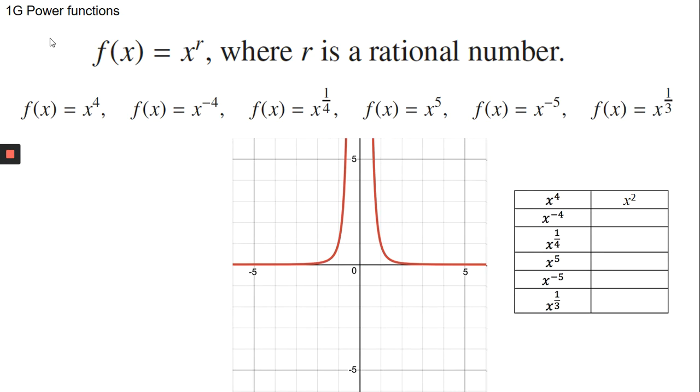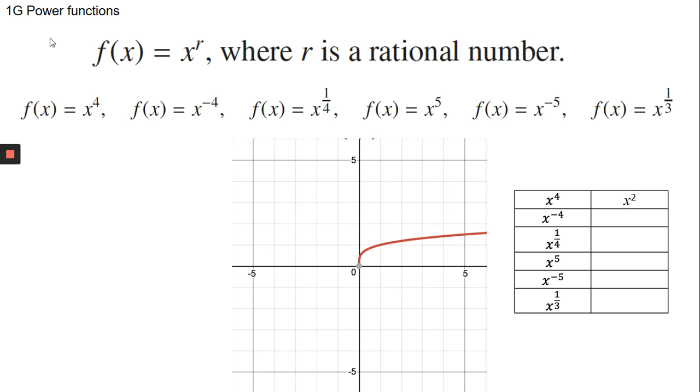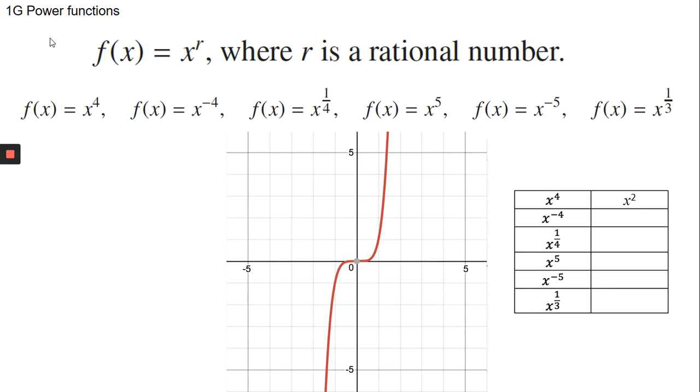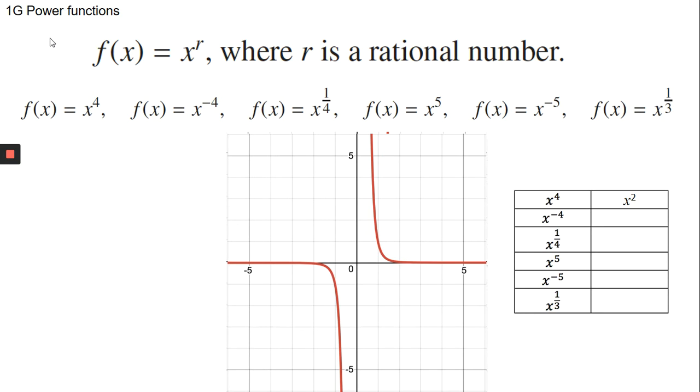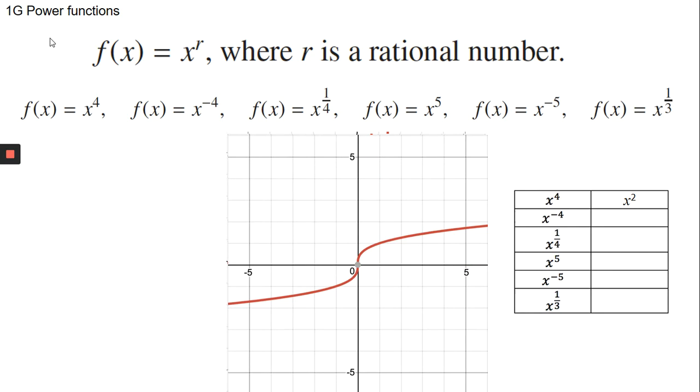Here's the graph of x to the minus 4. What does that graph look like? So in that little spare table, you write down what that graph looks like. And of course, you can pause this video and stop it as you go if you need to. Here's x to the quarter. X to the quarter, what does that one look like? X to the power of 5, what does that one look like? X to the power of minus 5, what does that one look like? And x to the power of a third, what does that one look like?